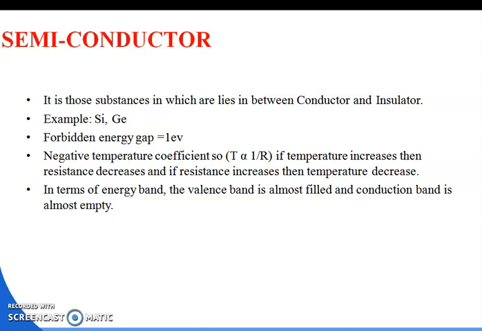And what is a semiconductor? It is a substance which lies between conductor and insulator. Examples are silicon and germanium. What is the forbidden energy gap? The forbidden energy gap is the gap between the conduction band and the valency band. There is a gap between two bands; that is called the forbidden energy gap. In a conductor it is 0 electron volt, but in a semiconductor the forbidden energy gap is about 1 electron volt.